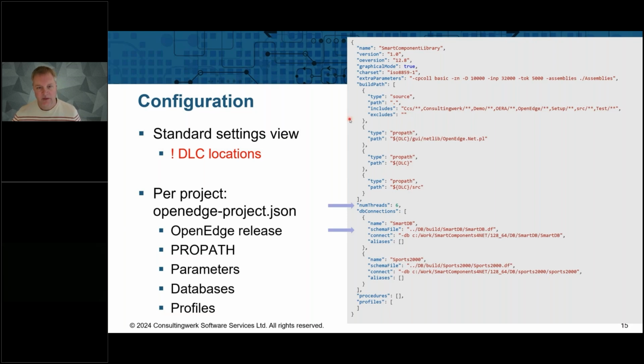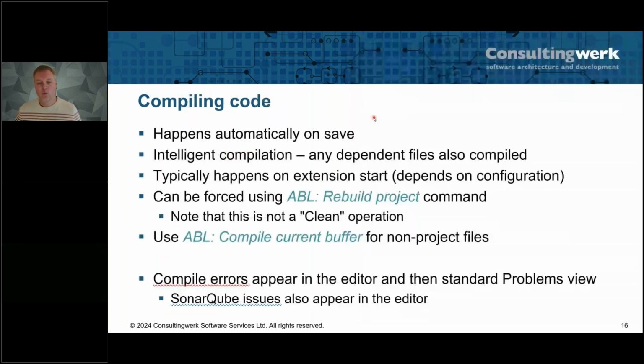So in the compiler, one big difference, and it's one thing that you need to get used to, to be honest, is that the compiling automatically happens. When you save a file, it gets compiled. There's no option, as there is in the procedure editor or in Progress Developer Studio, to right-click and compile code. It just happens. It can be a little disconcerting because it happens automatically. You get used to it.